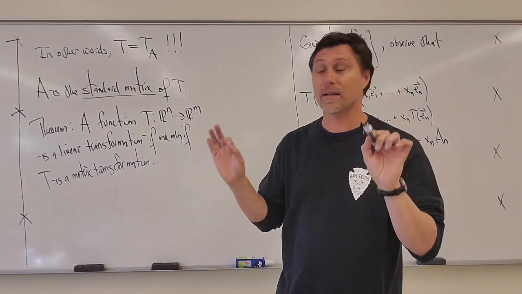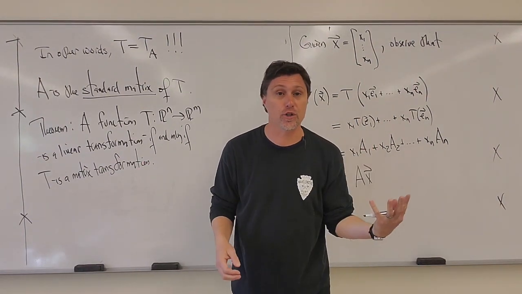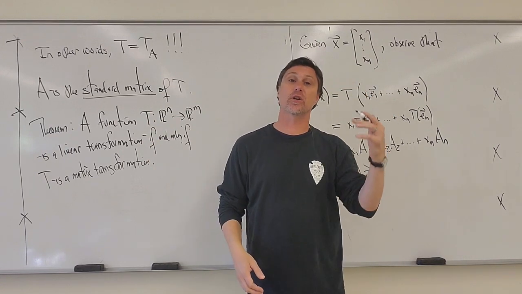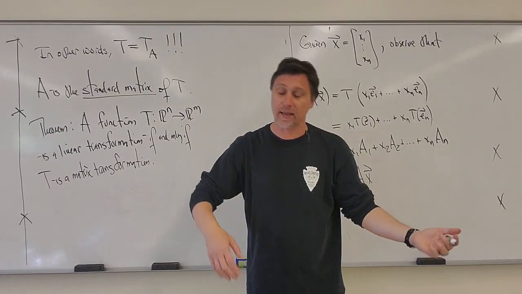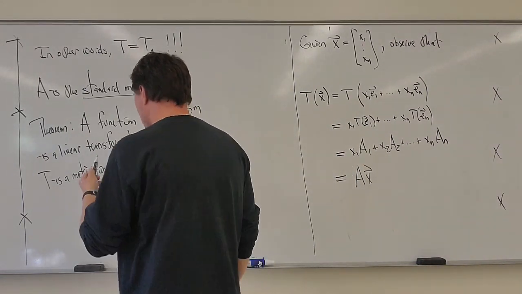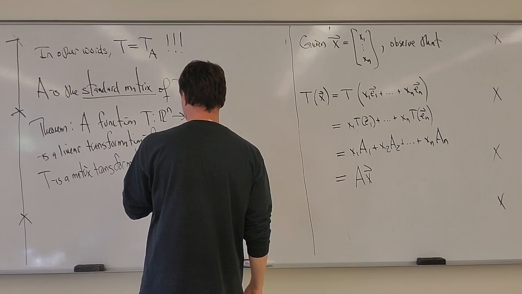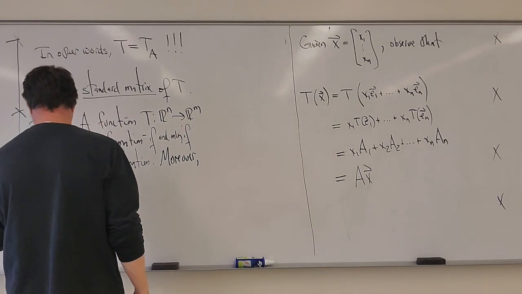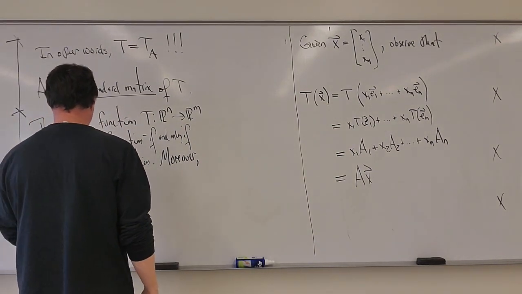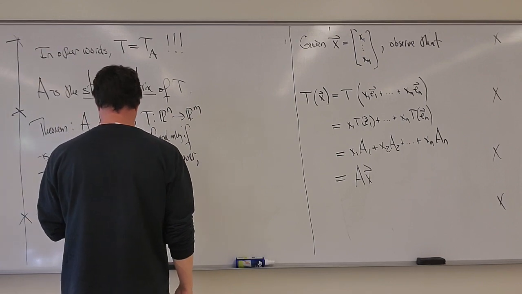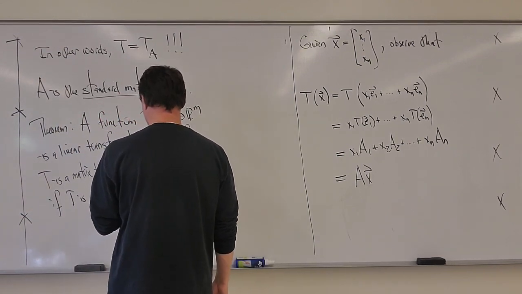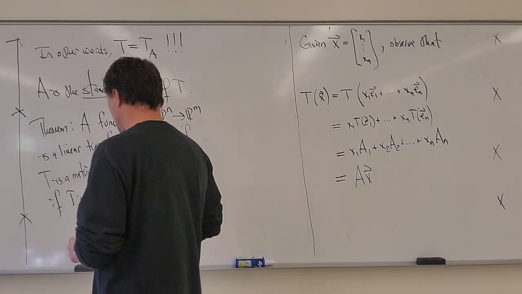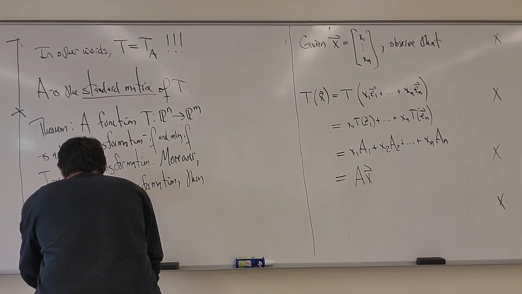That's amazing. So what this now tells us is that linear transformations and matrix transformations are one and the same. If you have a linear transformation, it can be expressed as matrix times vector. If you have matrix times vector, it is a linear transformation. And we can say a little bit more in this theorem, so let's say moreover. If T is a linear transformation, then T is equal to T sub A.